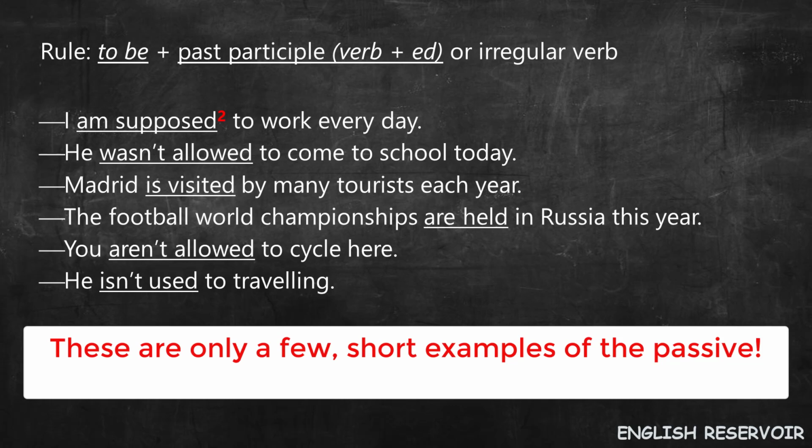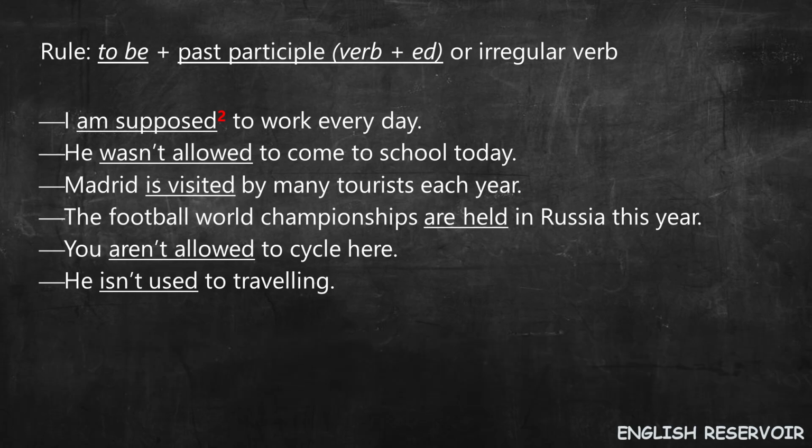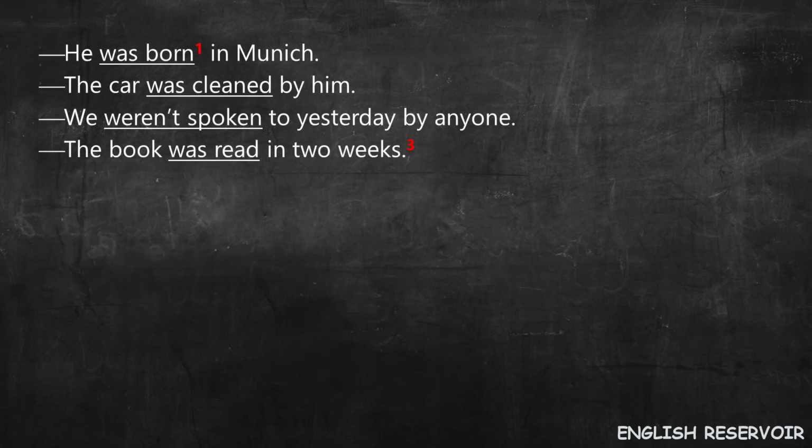I am supposed to work every day. He wasn't allowed to come to school today. Madrid is visited by many tourists each year. The football World Championships are held in Russia this year. You aren't allowed to cycle here. He isn't used to traveling. He was born in Munich. The car was cleaned by him. We weren't spoken to yesterday by anyone. The book was read in 2 weeks.